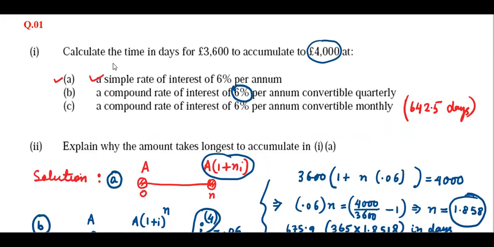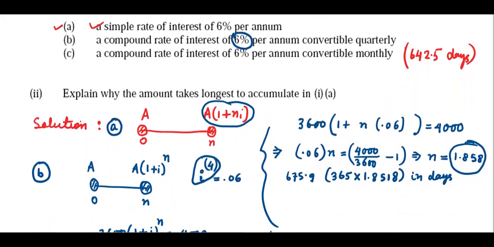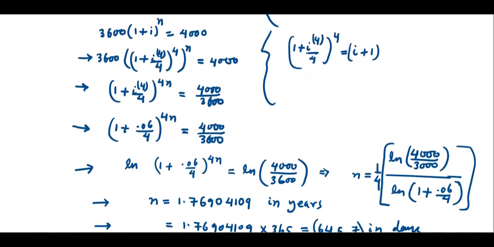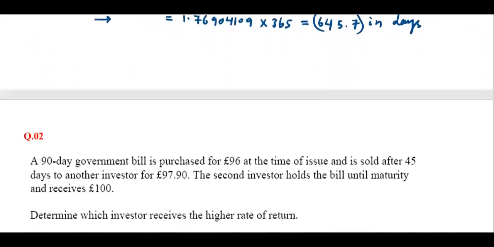Then the fourth one, explain why the amount takes longest to accumulate in part 1A, because it's gaining simple interest. In simple interest rate, this is your coefficient rather than the power. Simple interest rate grows at a slower rate as compared to compound interest rate. That is the reason, simple reason. Now let's go to the next problem.